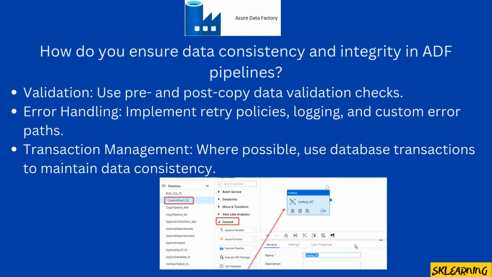How do you ensure data consistency and integrity in ADF pipelines? Validation: use pre- and post-copy data validation checks. Error handling: implement retry policies, logging, and custom error paths. Transaction management: where possible, use database transactions to maintain data consistency.